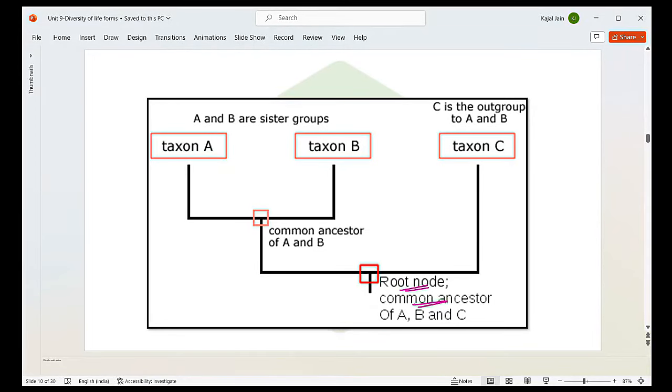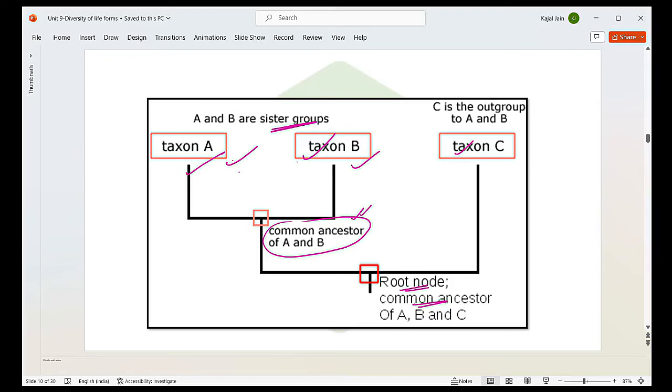Now, see again, this is the root node. That is the common ancestor of A, B, C, taxon A, taxon B, taxon C, right? This is a common ancestor for taxon A and B. Remember, when two of them have a common ancestor, these are given the name of sister groups. Okay, this could be a potential question. Remember, taxon A and taxon B are sister groups to each other because they have a common ancestor.